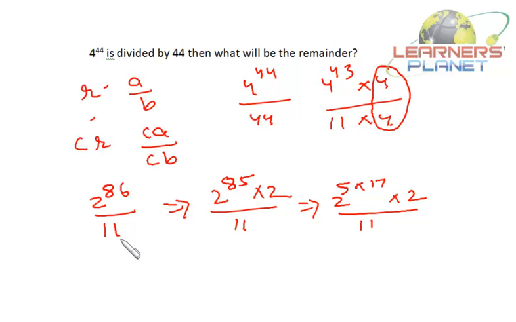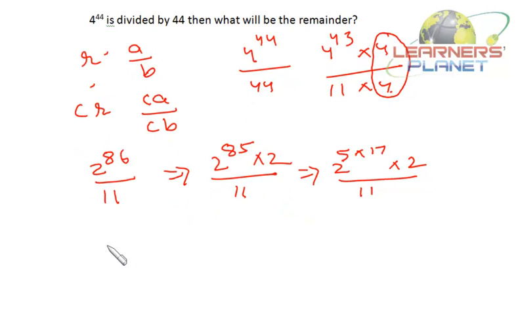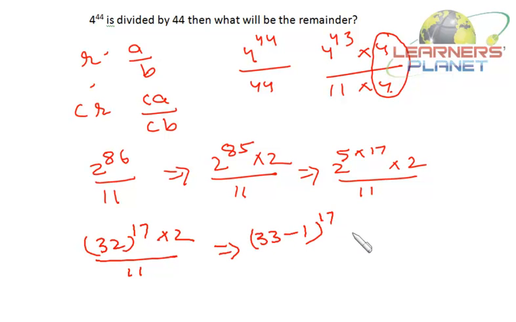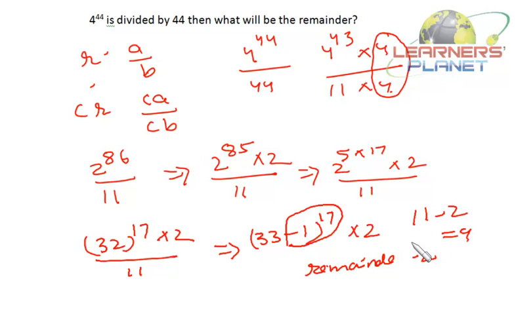Now it is 32 raised to 17 into 2 by 11. Now 32 raised to 17 can be written as 33 minus 1 raised to 17 into this 2. So if this term is divided by 11, the remainder will be minus 1 raised to 17. So minus 1 raised to 17 will be minus 1 only. That minus 1 into this 2 will be minus 2 only. So the final remainder is minus 2, but the remainder cannot be negative. So finally it will be 11 minus 2, which is 9. So the final remainder, if 2 raised to 86 is divided by 11, is 9.